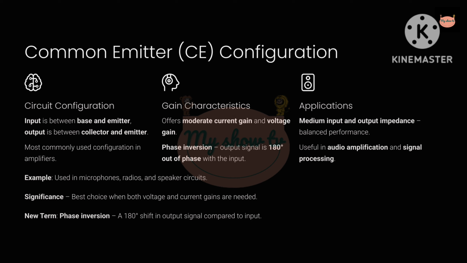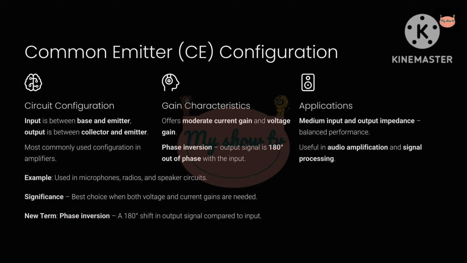Slide 4. Common emitter, CE, configuration. Now let's look at the most popular configuration, common emitter, CE. Here, the emitter is the common terminal. Input is given between base and emitter, and output is taken between collector and emitter. This configuration is widely used in amplification circuits. CE configuration provides moderate to high current gain, moderate to high voltage gain.